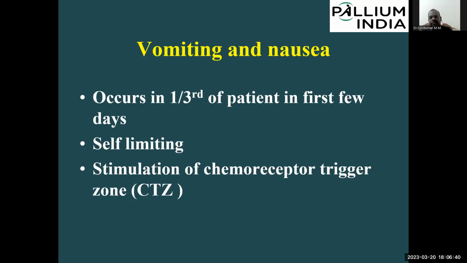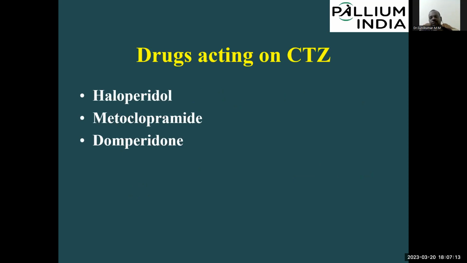And nausea and vomiting. It occurs in almost 30% of patients, but this will be there only for the first 3 to 5 days. So it is self-limiting. That's what you have to understand. Constipation will continue, but nausea and vomiting will be there only for the first 3 to 5 days. And it is due to stimulation of the chemoreceptor trigger zone in the brain. So maybe for the first 3 to 5 days, you have to give an antiemetic which acts on the CTZ. So these are haloperidol, metoclopramide, or domperidone. This is the preferred choice of antiemetic in opioid-induced nausea and vomiting.